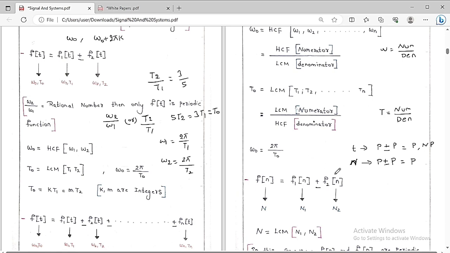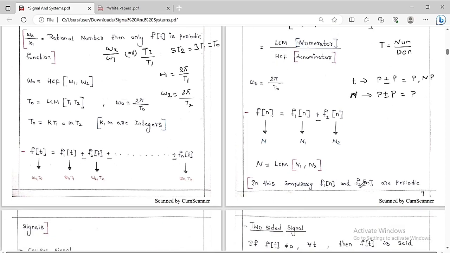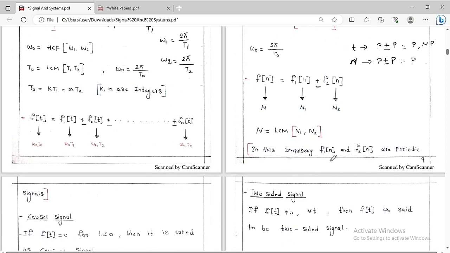So in this case, f1 of n is a periodic signal which has a period of n1 and f2 of n is also a periodic signal which has a period of n2. I have already told you that in the case of a discrete time system, whether you do addition or subtraction of two periodic signals, the resultant signal is always a periodic signal. If you want to calculate its period N, it is the LCM of n1 and n2. So it is the LCM of n1 and n2. Compulsorily, f1 of n and f2 of n must be periodic signals.